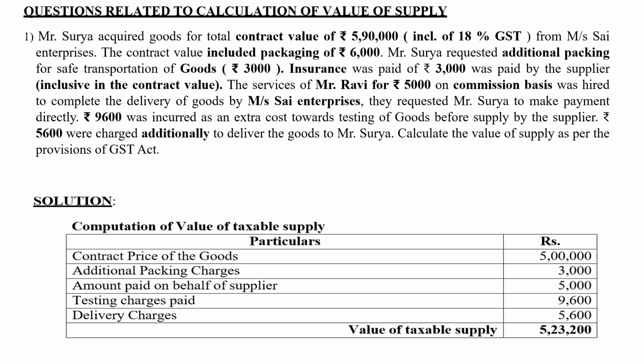So our value of taxable supply, when you add the contract price of the goods after deducting tax, then additional packaging charges, amount paid on behalf of supplier, testing charges paid, and delivery charges paid, all this, your value of taxable supply will be 5,23,200. So this is the solution of your problem. These were the calculations regarding the value of supply.